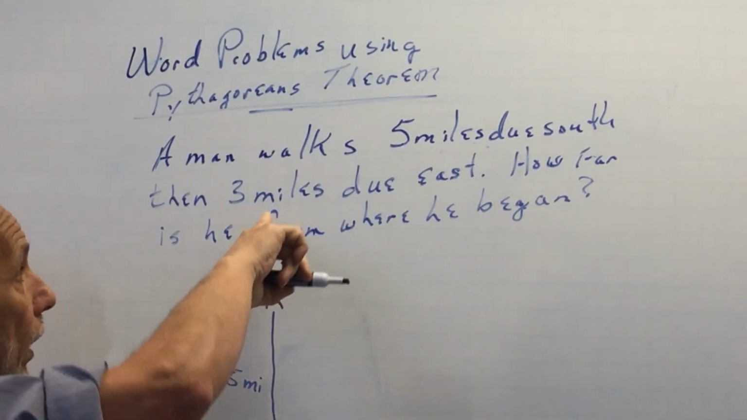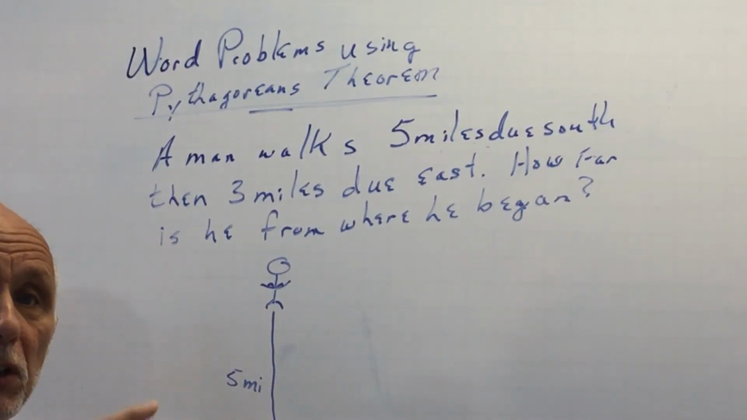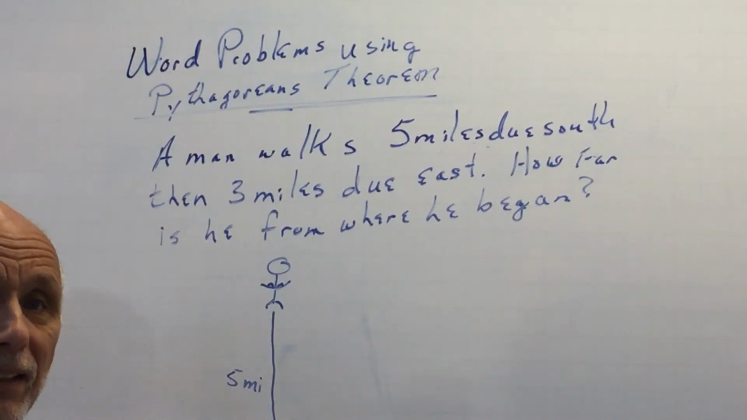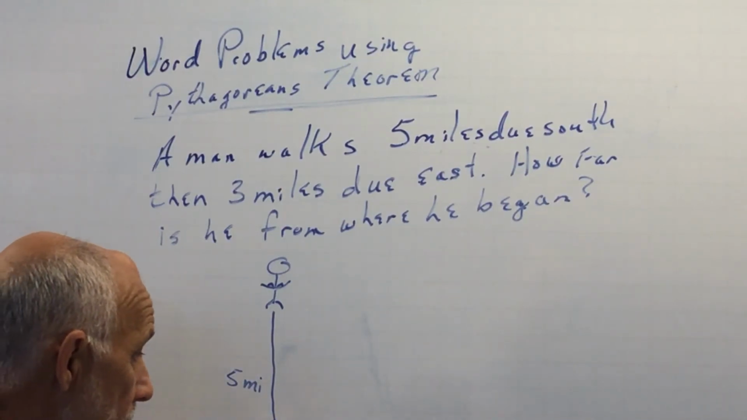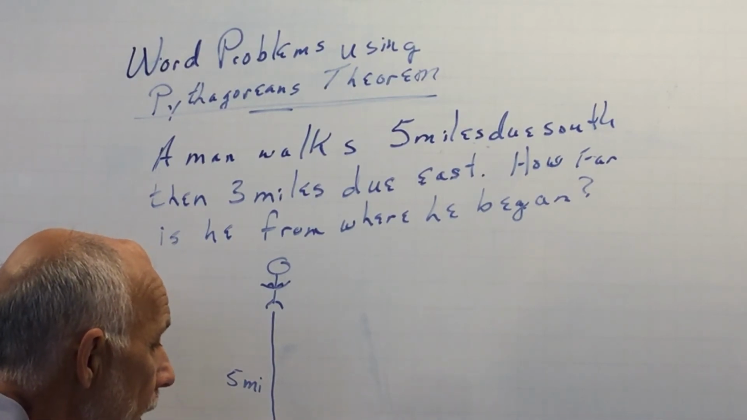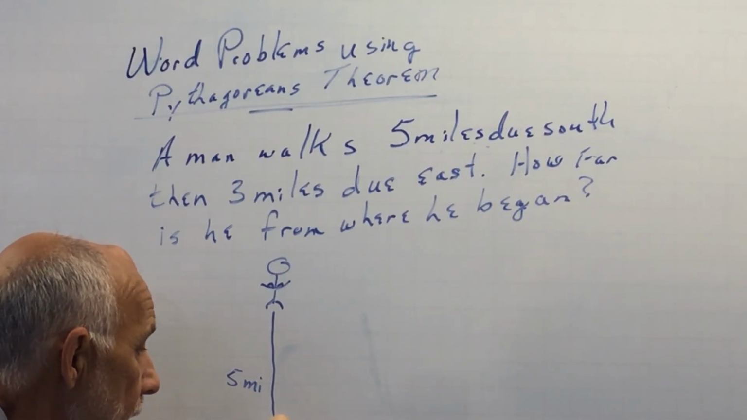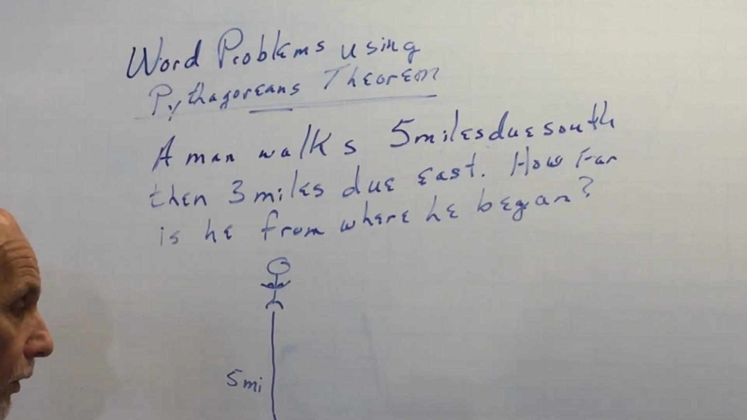And then he turns and goes 3 miles due east. By the way, due south, due east means exactly south, exactly east. And that's kind of important for this problem, because by going due east 3 miles, that makes this a 90-degree angle. From due south to due east gives you that 90-degree angle.